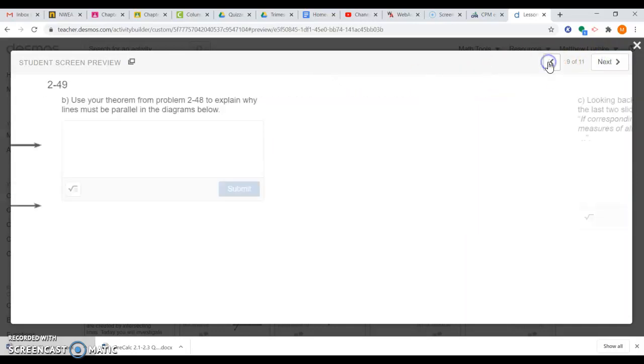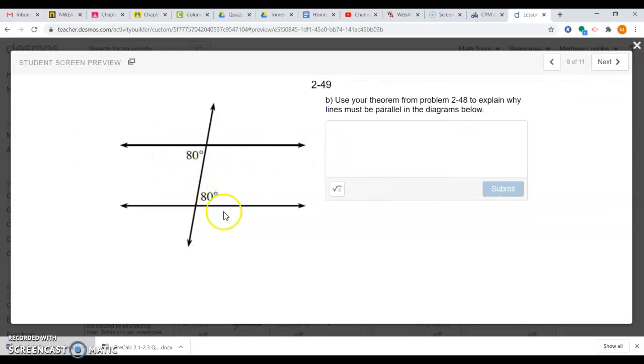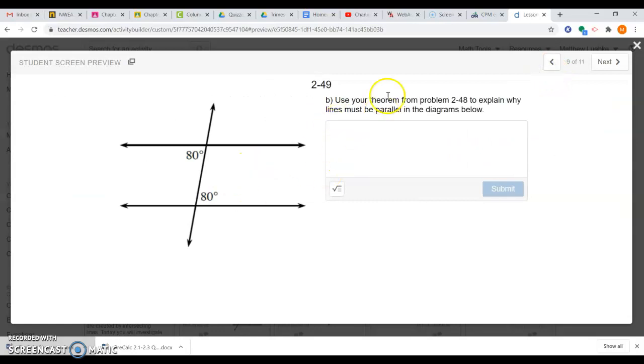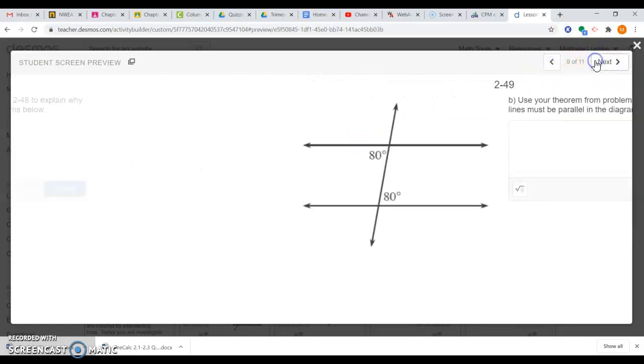And then lastly, we take a look at 8 and 9. We see that these were corresponding. We see that these are alternate interior angles. And we can write two more theorems. If corresponding angles are congruent, then you fill in the blank. And the other theorem is, if the measures of alternate interior angles are congruent, then we fill in the blank. Just look at what's happening here. You'll be able to draw these conclusions, these theorems, based on these problems right here.